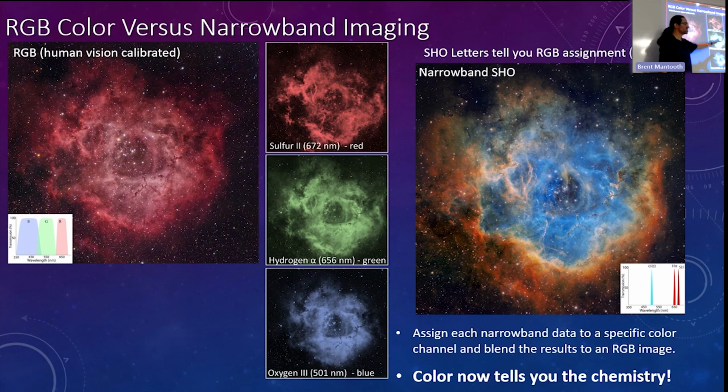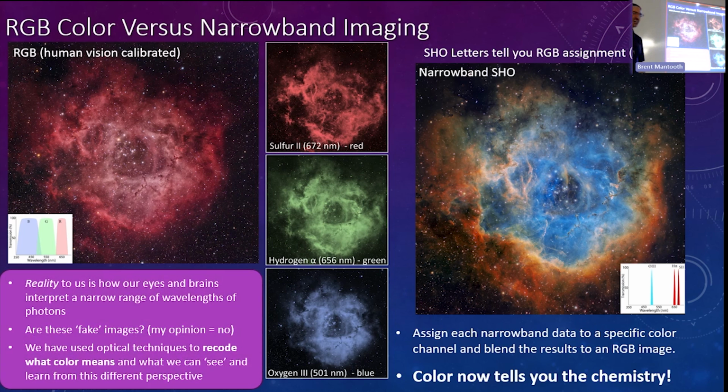And after some additional processing, you get something that looks like on the right. So by assigning each of these narrowband filters here to a specific color, color now tells you about the chemistry of what you're looking at, as opposed to the color that our eyes would perceive. It's kind of like paint by number with chemistry instead of paint colors.